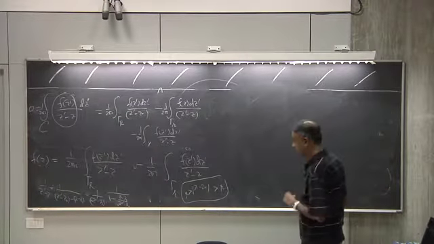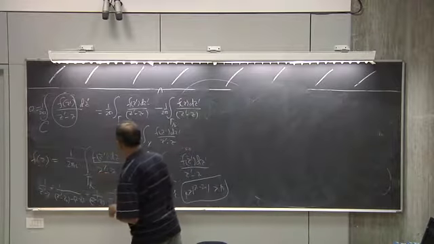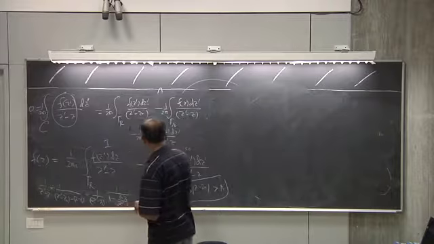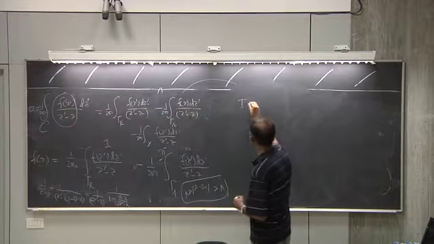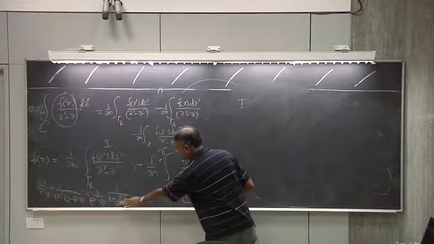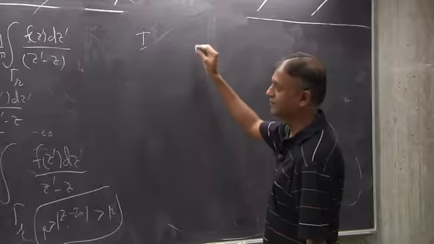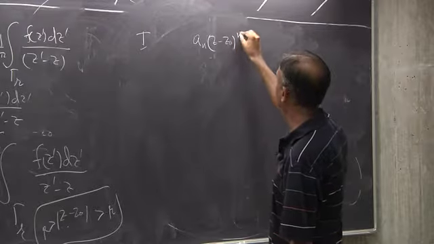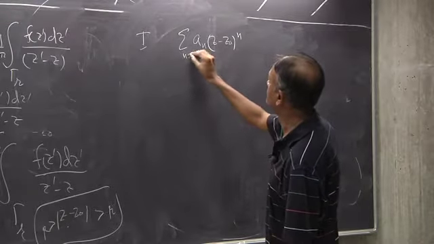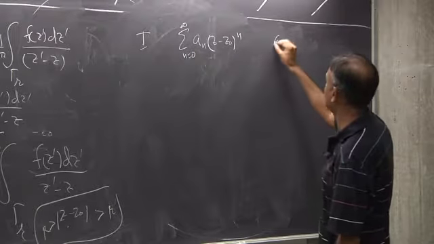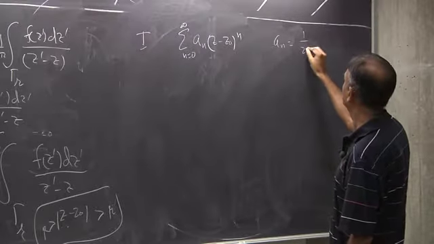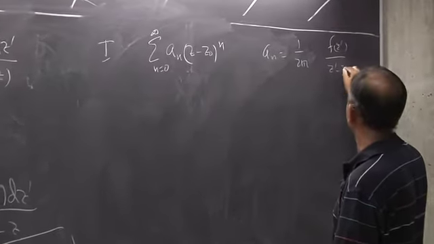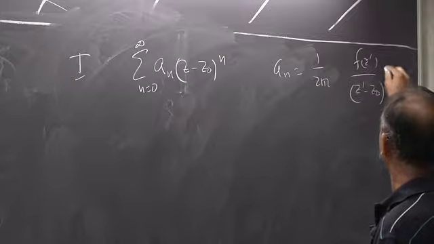So from the integral, let me call this the first integral, and this the second integral. The first integral simply gives me, exactly like before, just do the geometric series expansion of this, and you will get a n times z minus z naught to the power of n, n going from 0 to infinity, where a n is 1 over 2 pi i times the integral of f z prime over z prime minus z naught to the power of n plus 1 dz prime.